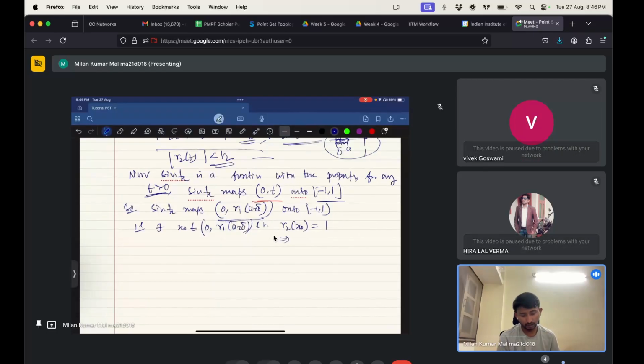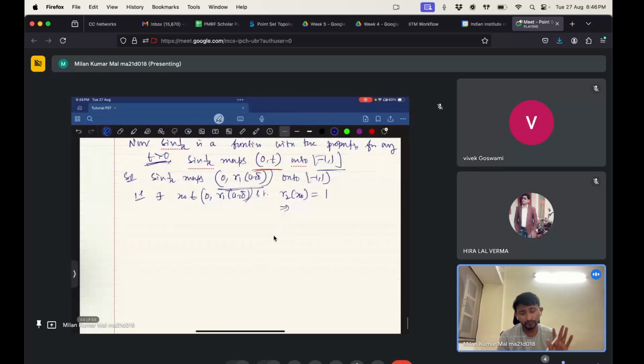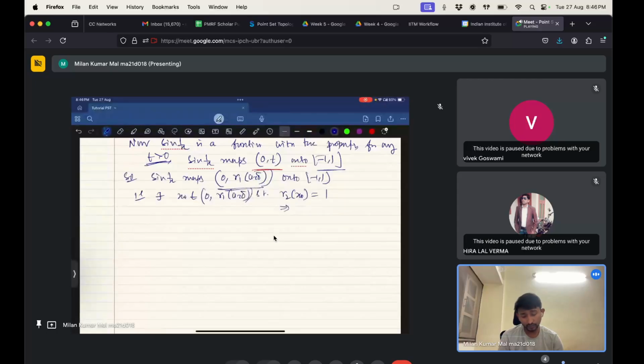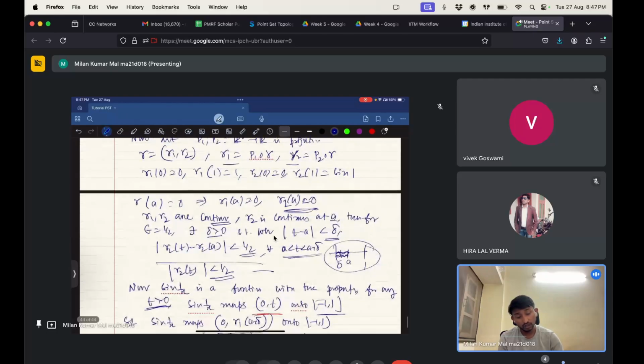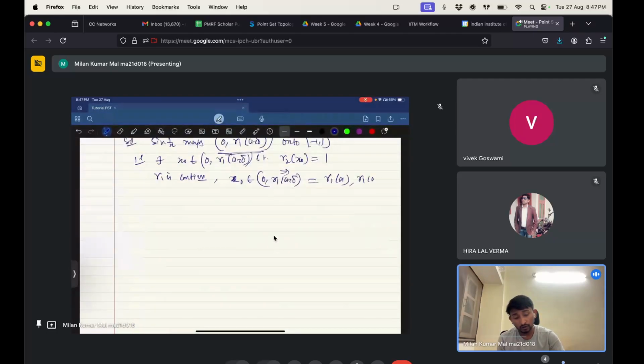Yeah, I think this is correct. It will take value -1. That is what I want to make sure. But this gamma 1 is continuous and x naught belongs to 0 to gamma 1 of a plus delta, and gamma 1 of a is already 0, because that is what I have written here. Gamma 1 of a is 0. So gamma 1 of a plus delta, and gamma 1 is continuous.